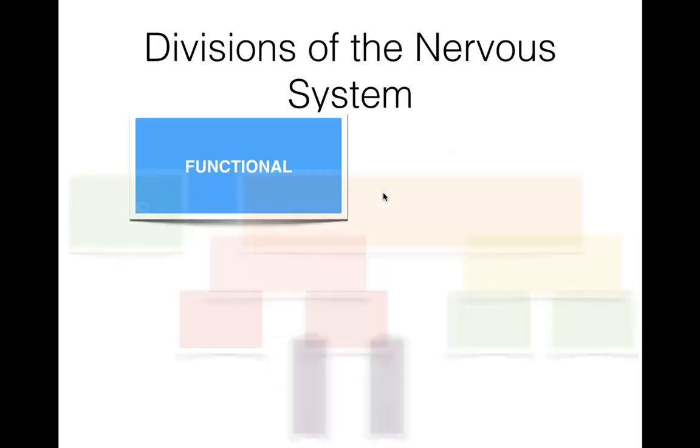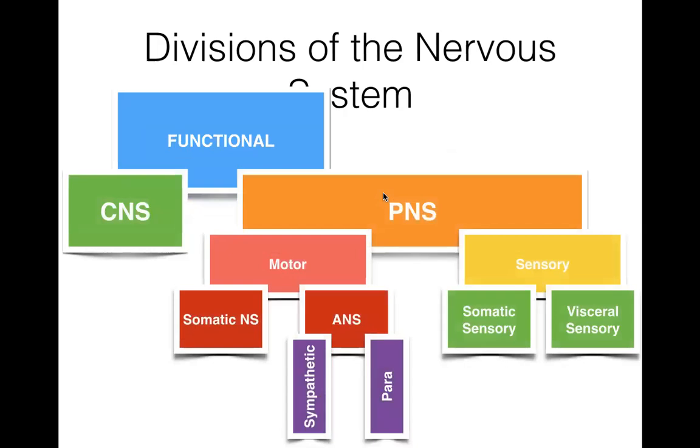Now, if we use the functional basis for dividing the nervous system, we can divide it generally into the central nervous system and the peripheral nervous system. If we further divide the peripheral nervous system, we can divide it as having either a motor function or a sensory function. In terms of motor function, it can be either the somatic nervous system or the autonomic nervous system, which could be either sympathetic or parasympathetic.